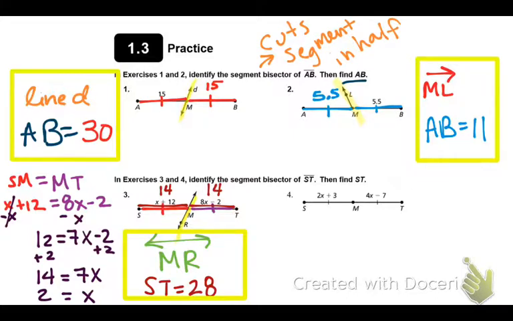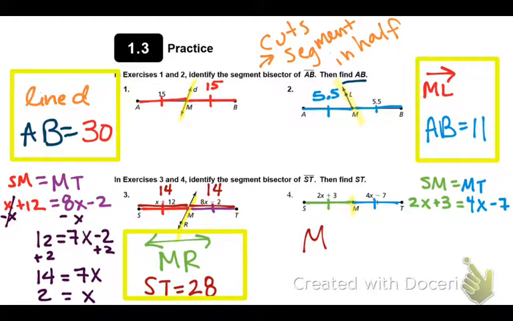Okay, number 4. What is cutting this line in half? Yes, just a point M. So you can put M or point M. And then again, those tick marks tell me the length of SM is going to be equal to the length of MT. So we're going to plug in 2x plus 3 will equal 4x minus 7.